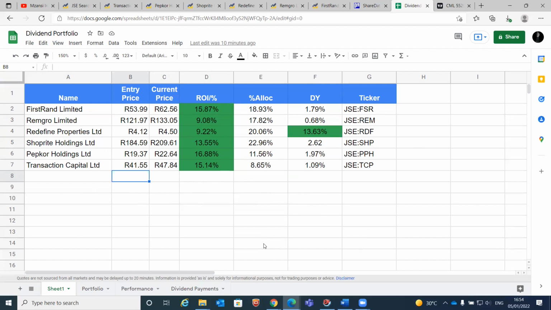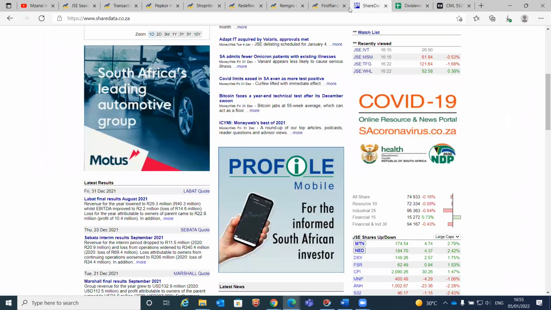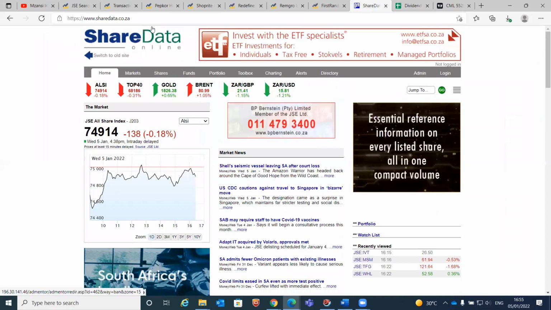So like I said, I don't use fundamental analysis to pick these stocks, but once I have invested in the company and now have a position, I'm interested in knowing what is happening in that particular company. And where do I get that information? I get it on this website called sharedata.co.za.